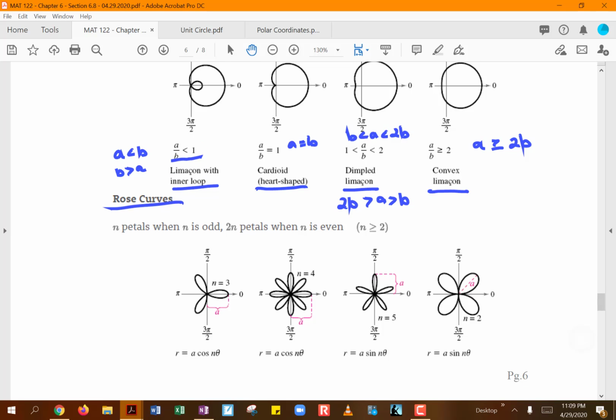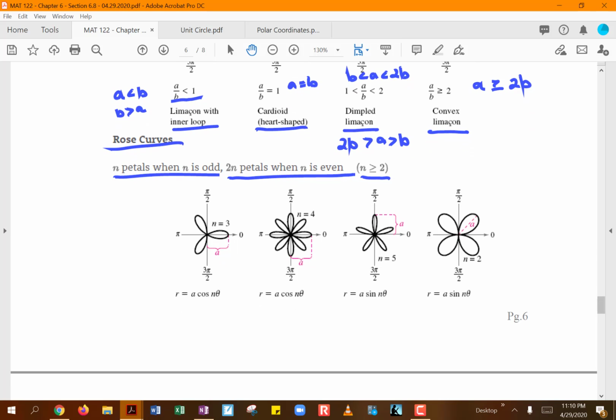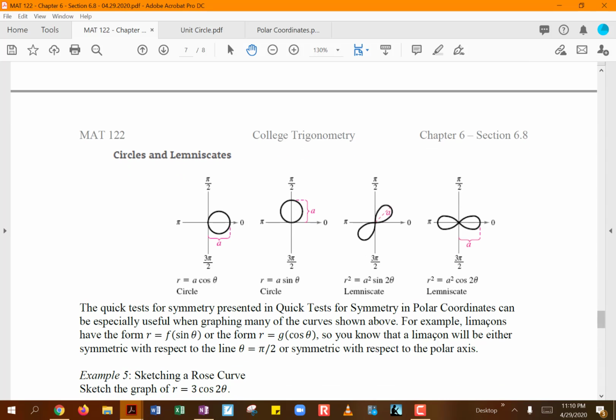We looked at rose curves. Remember, if n is an odd number, you have n number of petals. If n is even, you will have 2 times n number of petals, and of course n has to be a minimum of 2 or greater. So you can see here our n value is 3, so we have 3 petals. Here your n value is 4, so you actually have 8 petals. N value is 5, so you have 5 petals. N value is 2, so you have 4 petals. So these would be the different forms of your rose curves.